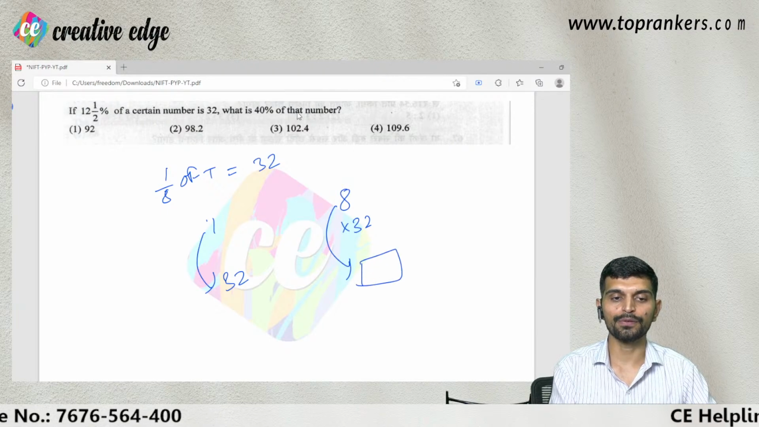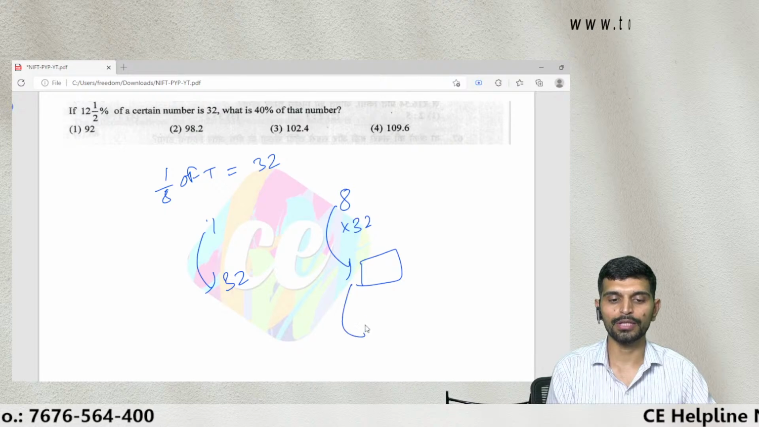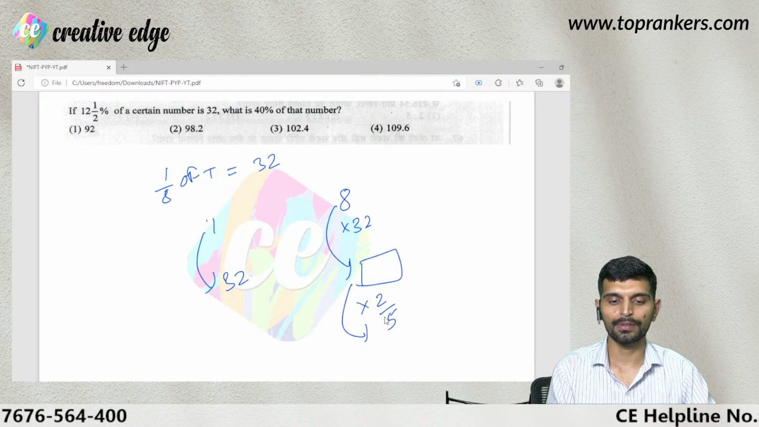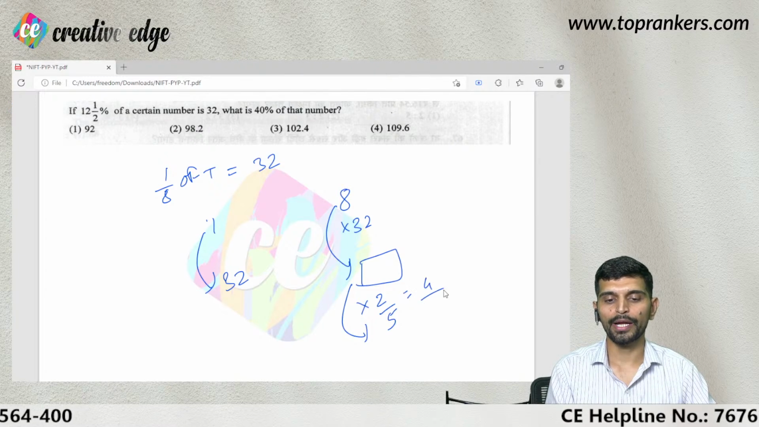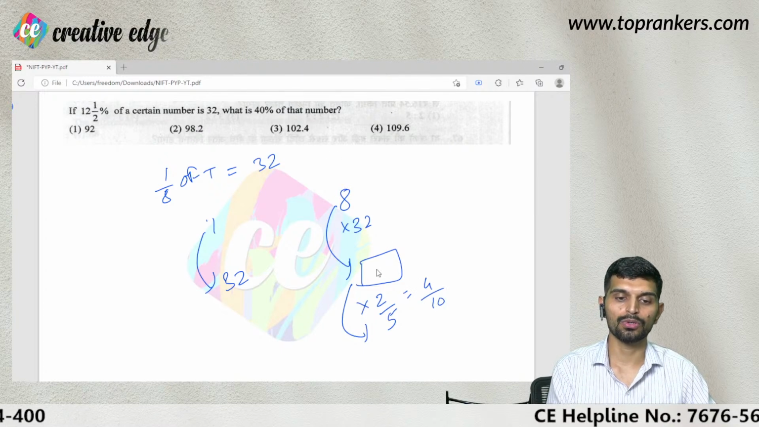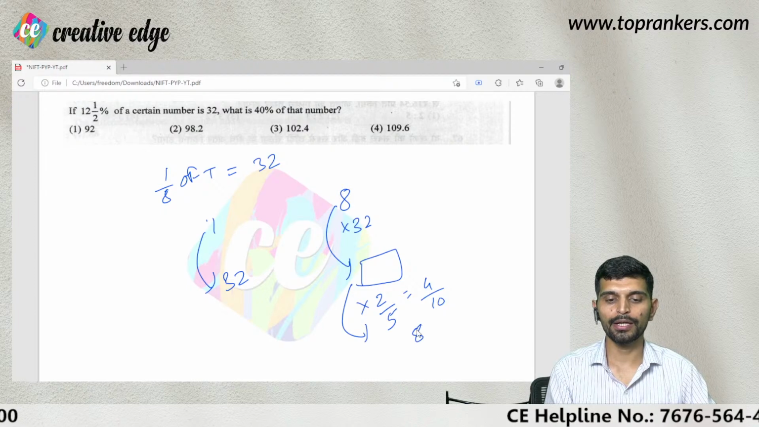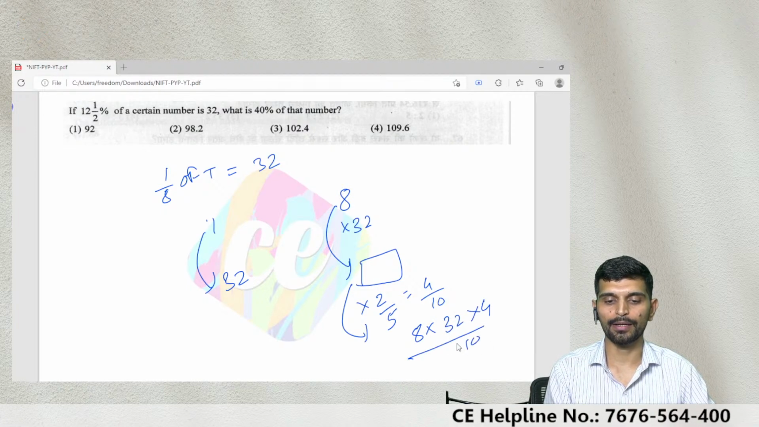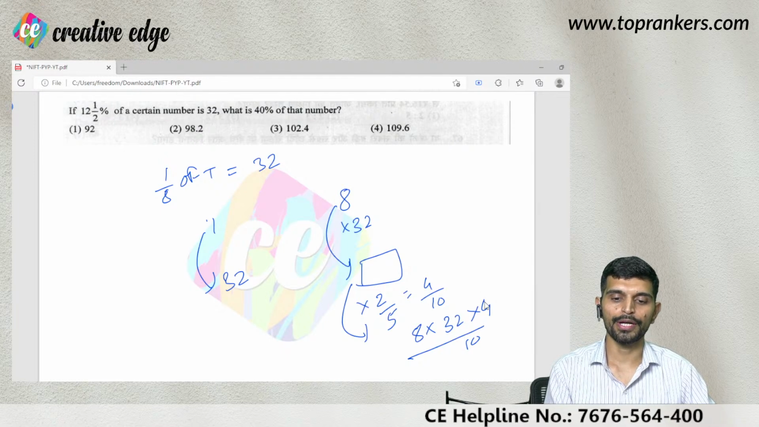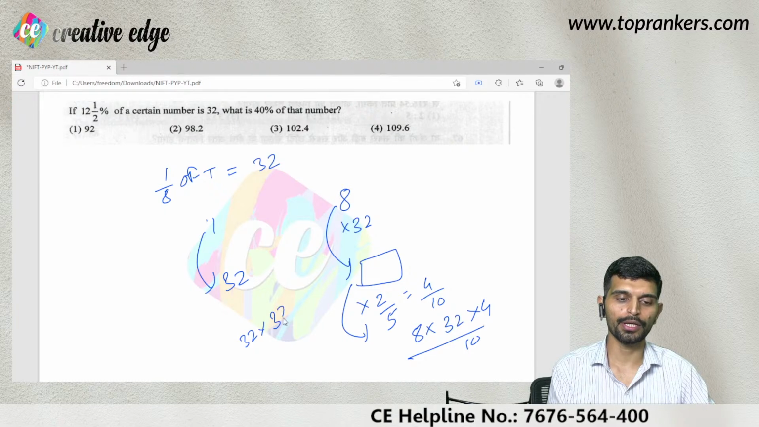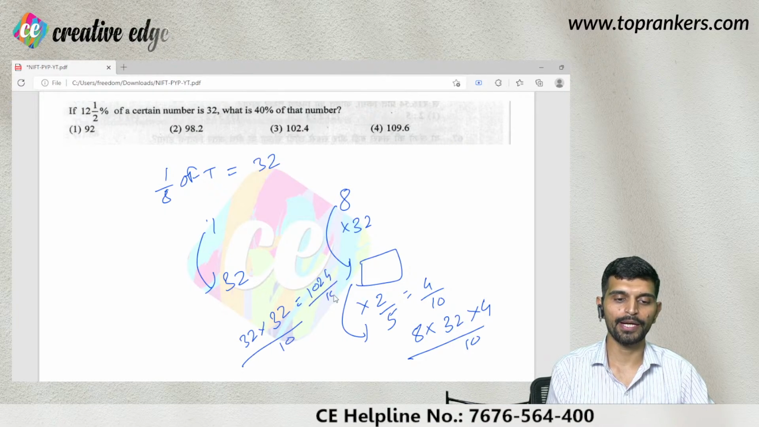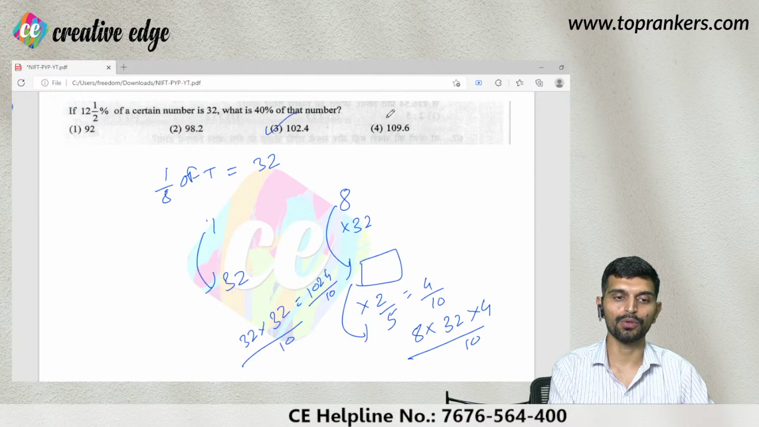But we have to calculate 40% of that. So that is 2 by 5 of that, right? 2 by 5, or I can say 4 by 10. So 8 into 32 into 4 divided by 10. So 8 fours are 32, 32 into 32 upon 10. So 32 square is 1024 divided by 10 is 102.4.